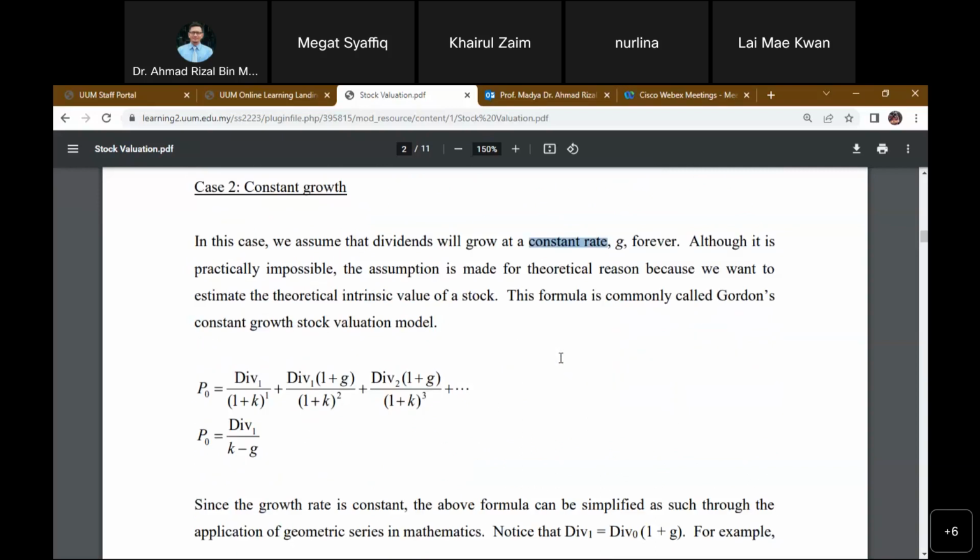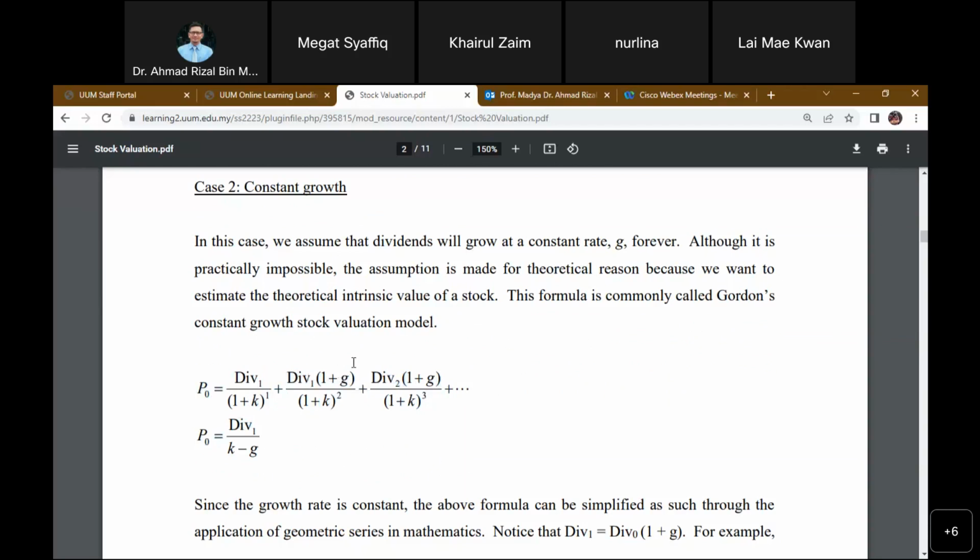If we look at the formula, in the first year the dividend is dividend 1. Come the second year, it will grow by G, the growth rate. So you multiply dividend 1 with 1 plus G. Based on the time value of money, you know already why we use 1 plus G, because this is the growth factor or compound factor for the dividend.